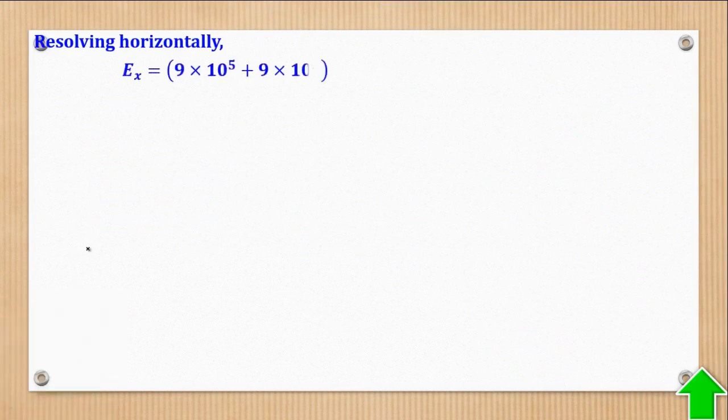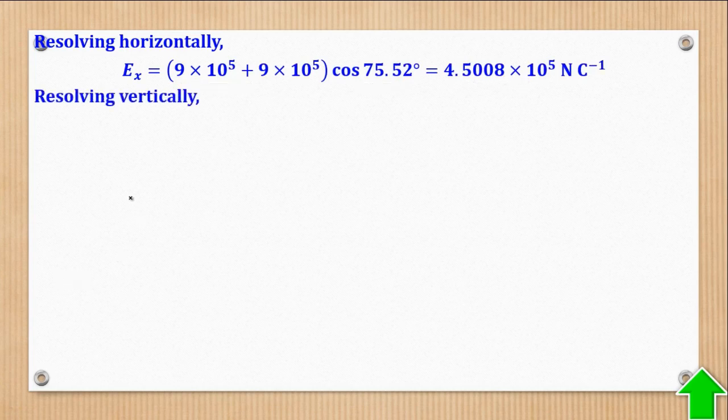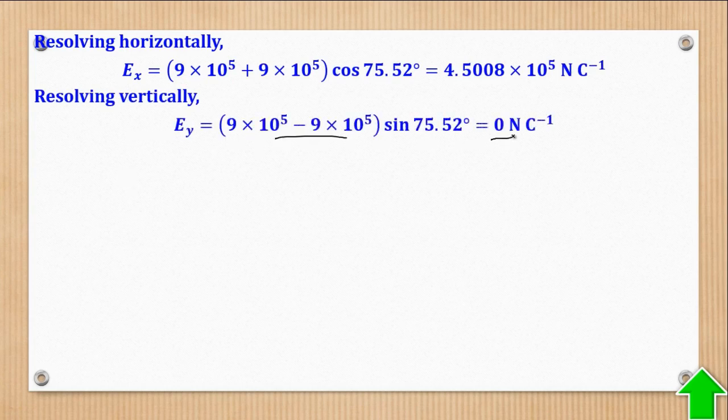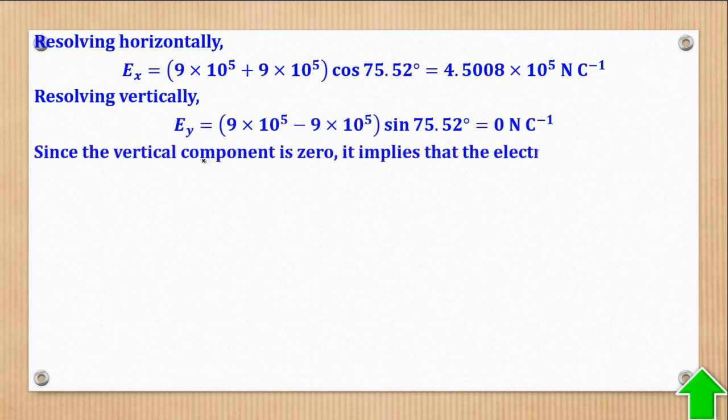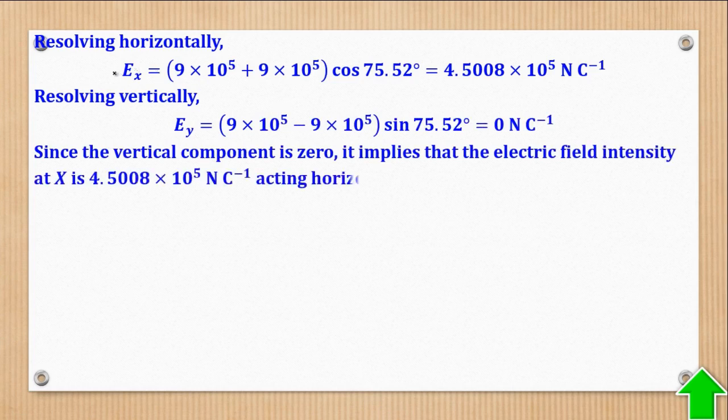So horizontally, we shall add both of them. They have the same angle to give you this. Resolving vertically, one will be positive, another one will be negative, so it gives you 0. Now because it is 0, it implies that the resultant electric intensity is entirely horizontal. So we shall conclude that since the vertical component is 0, the electric field intensity at X is this, acting horizontally to the right.